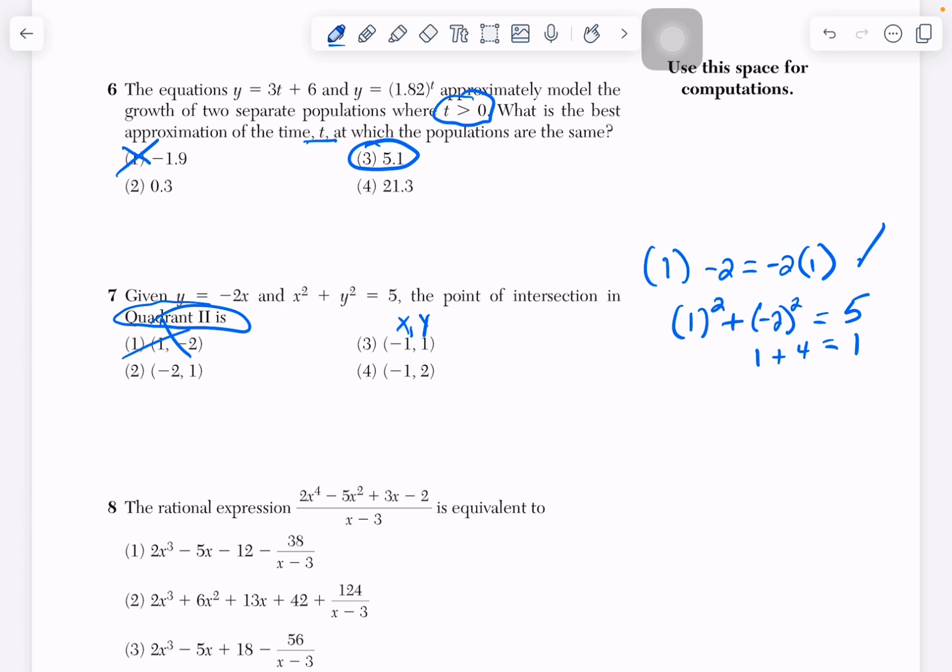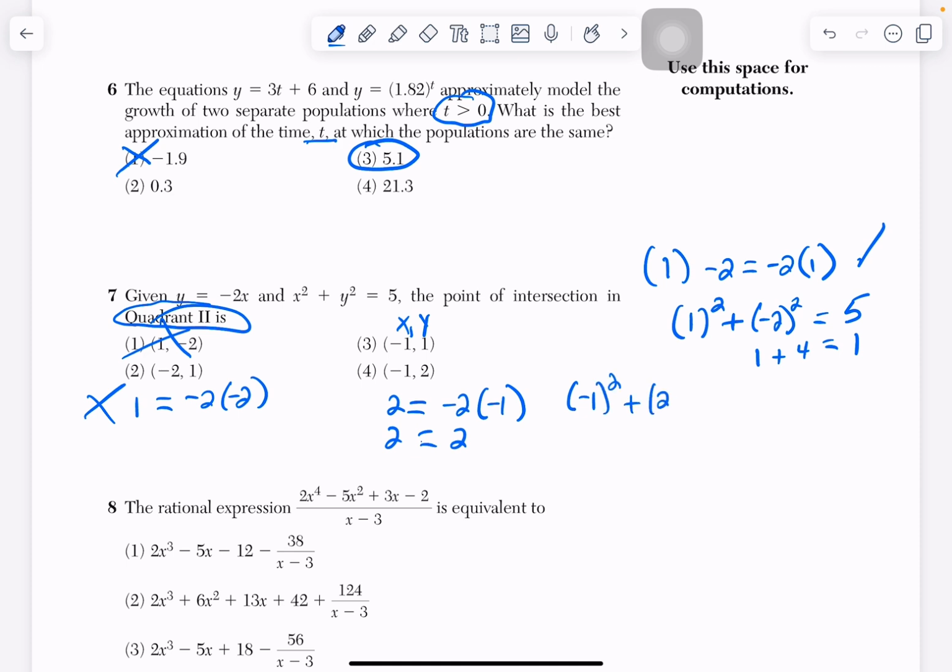So let's try 2, right? Negative, this is 1 is equal to negative 2 times negative 2, right? That doesn't work. The one that does work for both of them is 2 is equal to negative 2 times negative 1, right? That's 2 is equal to 2. And if we put in the circle equation, we have negative 1 squared plus 2 squared is equal to 5. This becomes 1 plus 4 is equal to 5. So that checks.